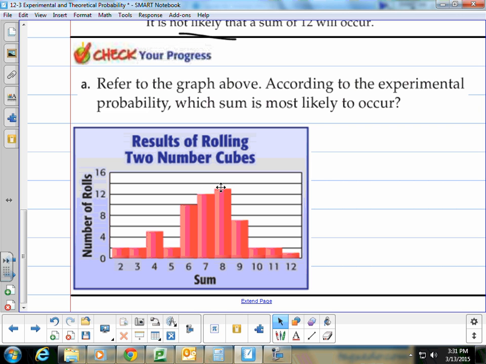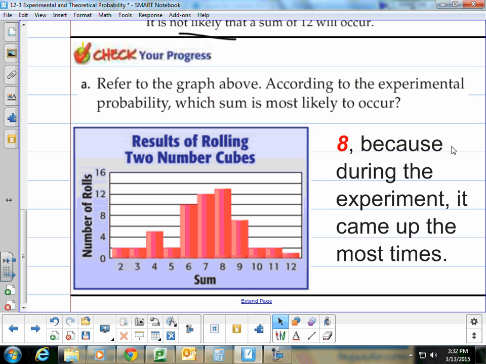Since 8 happened the most, 13 out of the 58 times, we say that 8, because during the experiment, it came up the most times. And it looks like it came up 13 out of the 58 rolls. So that is what I expect, an answer and a description of what happened.